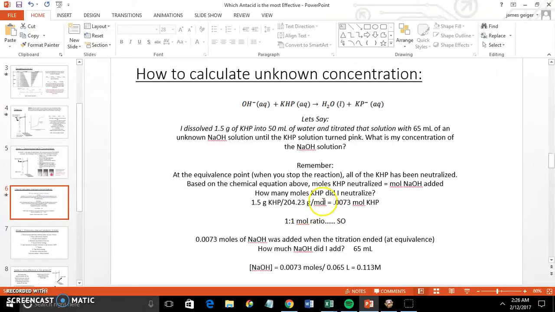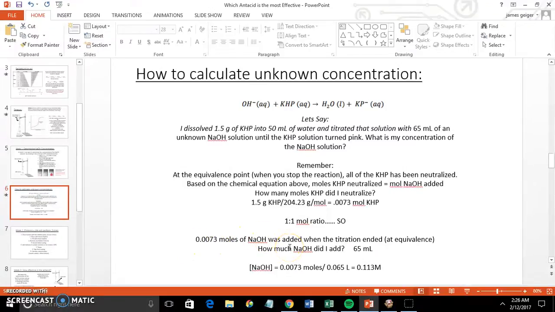I'm going to divide that by the molecular weight, which is 204.23 grams per mole. And that gives me moles, 0.0073 moles of KHP. Again, 1-to-1 mole ratio. So I have 0.0073 moles of NaOH that was added when the titration ended. Right? So I added that many moles.